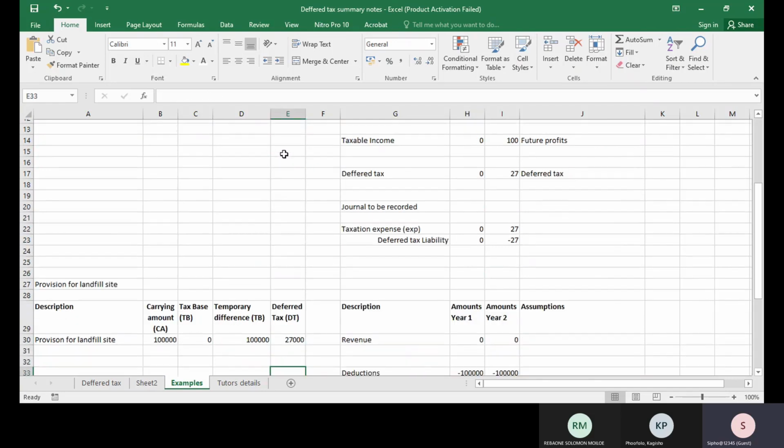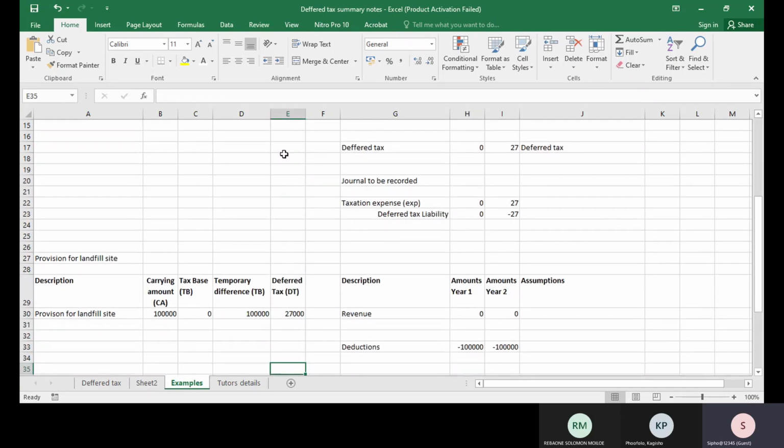Let's go to the liability part, which is the last one. I've already actually explained. You have a provision for a landfill site. The carrying amount is how much? 100,000. The tax base is how much, Solomon? You must tell me. 0. It's 0. That is where the temporary difference comes from. And then we have a future, because remember, we're going to get these deductions when? 20 years from now, in the future.